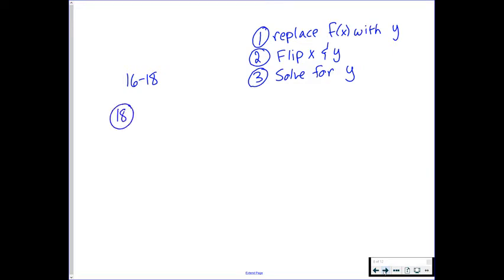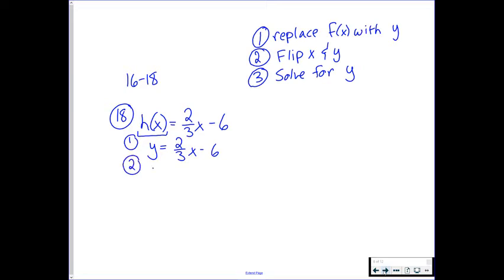On question 18, we're given the function h of x equals 2/3 x minus 6. And I'm just going to follow my same steps that I've been doing to find the inverse. First, h of x, we're going to replace that with y. That's step 1. Step 2 is to flip x and y, where they're located in my equation. And step 3 is to now solve for y.